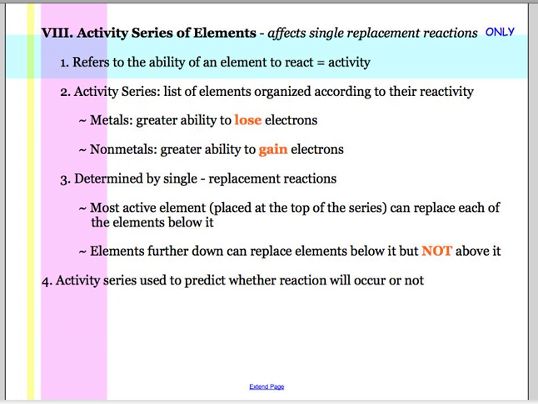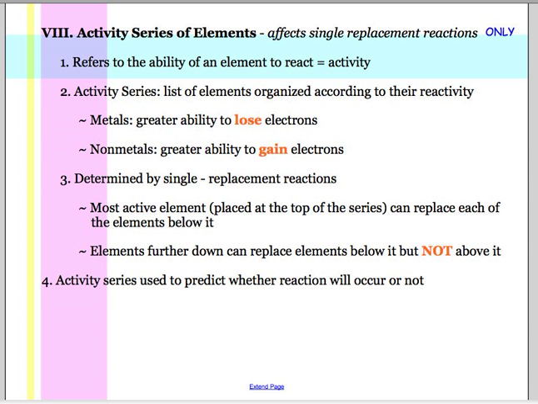And when we say an activity series, it means basically reactivity. So if you're really reactive, you're at the top of the list. If you are reactive as a metal, you lose electrons easily. If you're reactive as a nonmetal, you gain electrons easily. And again, these are actually experimentally determined. Someone actually does reactions and sees how metals react, and then that's how they actually determine it.